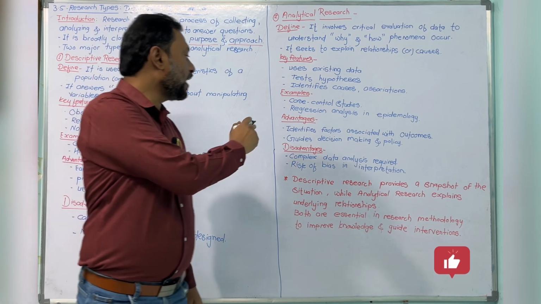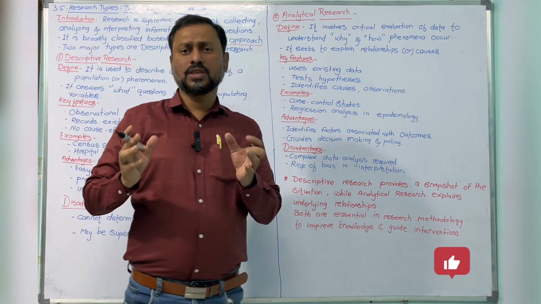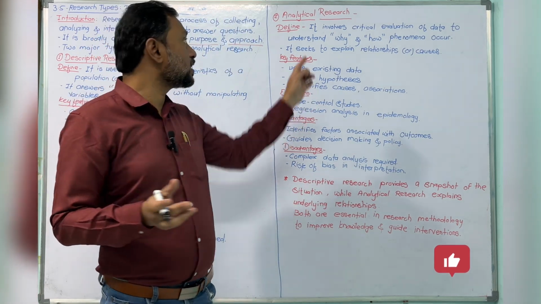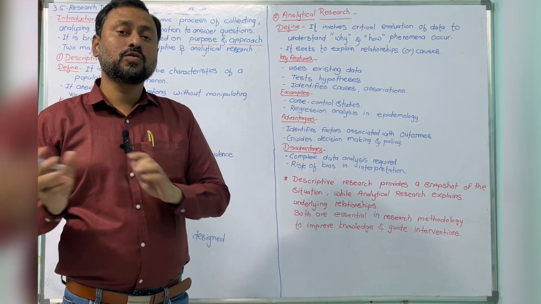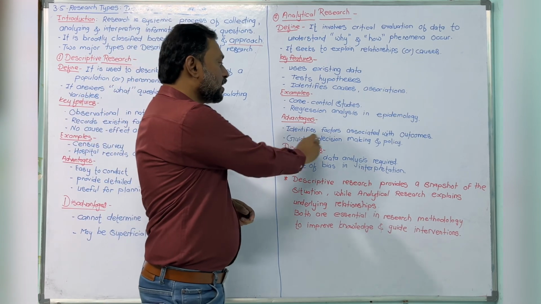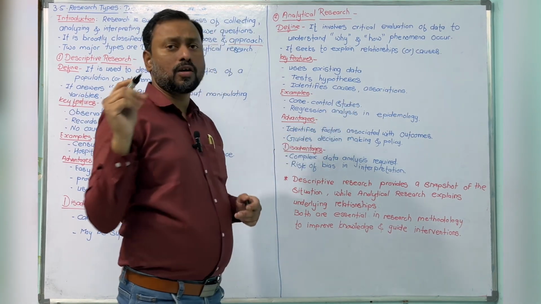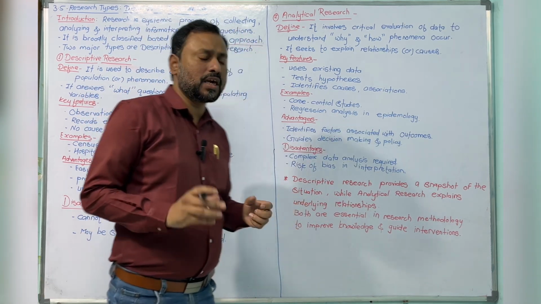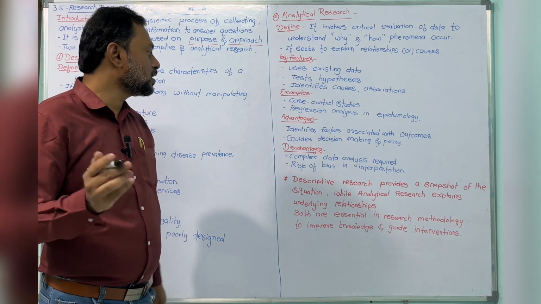Next is guidance, decision making and policy. Here I am using the same example. Suppose we are searching for the cause, why it is happening. Suppose water is the cause, due to which patients are suffering and sick. For making decisions, the government will provide good or pure water. That is helpful for policy making as well as decision making. This analytical research is helpful.